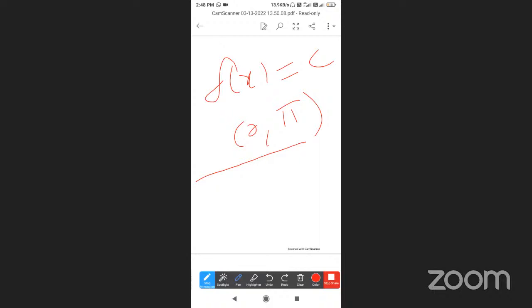Half range Fourier series: f of x equal to summation of bn into sin nx, where the bn value is 2 by pi, integral of f of x into sin nx. We can apply the formula for the half range sine series and the half range cosine series.